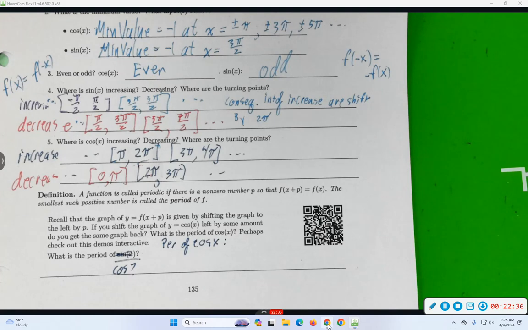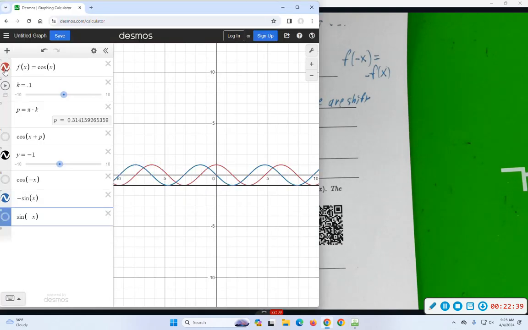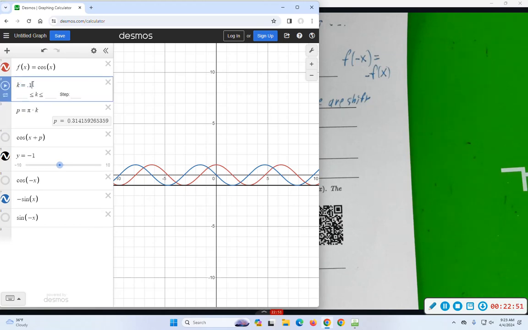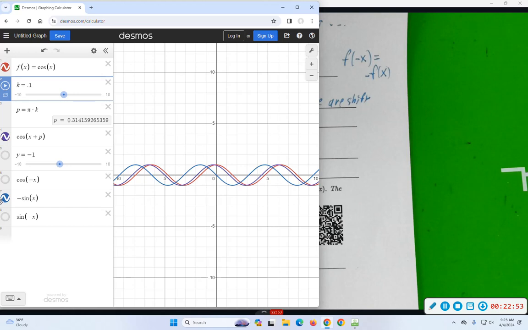Well, let's see. There's the graph of cosine of x. So as you said, it'll have something to do with pi. So let's take p to be something times pi, and let that something change. I'll start at 0.1 and let it increase. There's the graph of cosine of x plus p. It looks like a shift of cosine, but you knew it would be. Let's see what happens as we start increasing k. That looks pretty close to being on top. So what's the period? Two times pi.